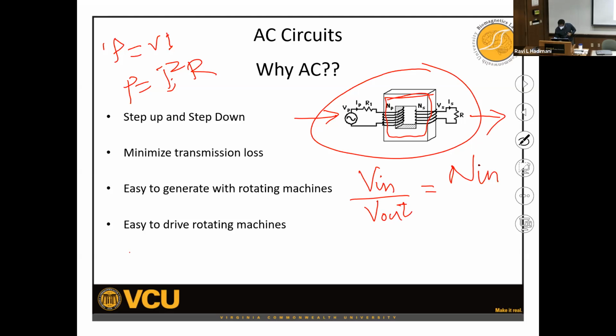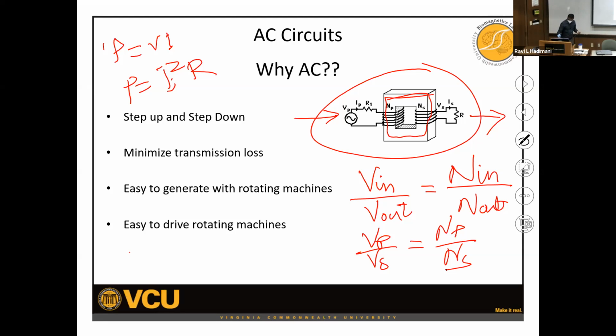So you can also say V primary by V secondary equals N primary by N secondary. Okay, so this is a simple relationship. That means if you take a ferromagnetic core and wind wires with different ratios, you can either step up or step down voltage. Okay, so it's as simple as it is.